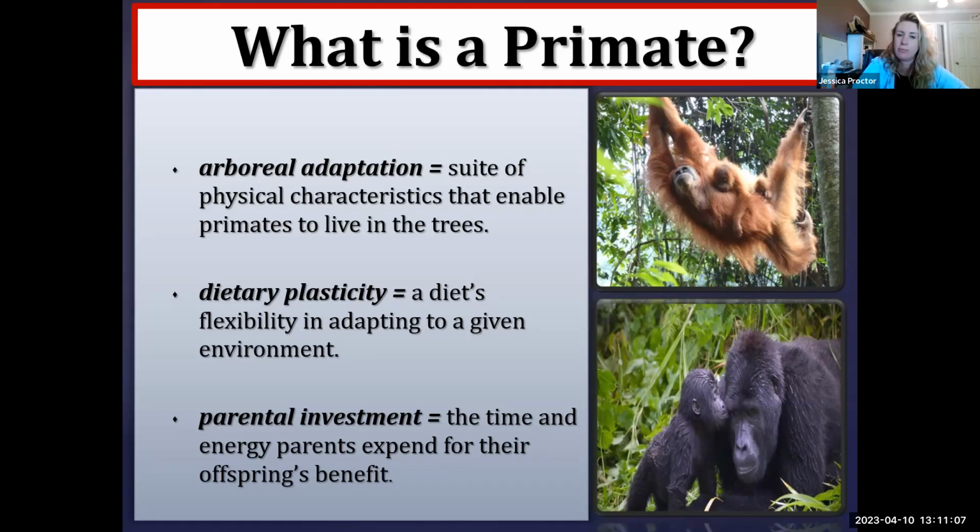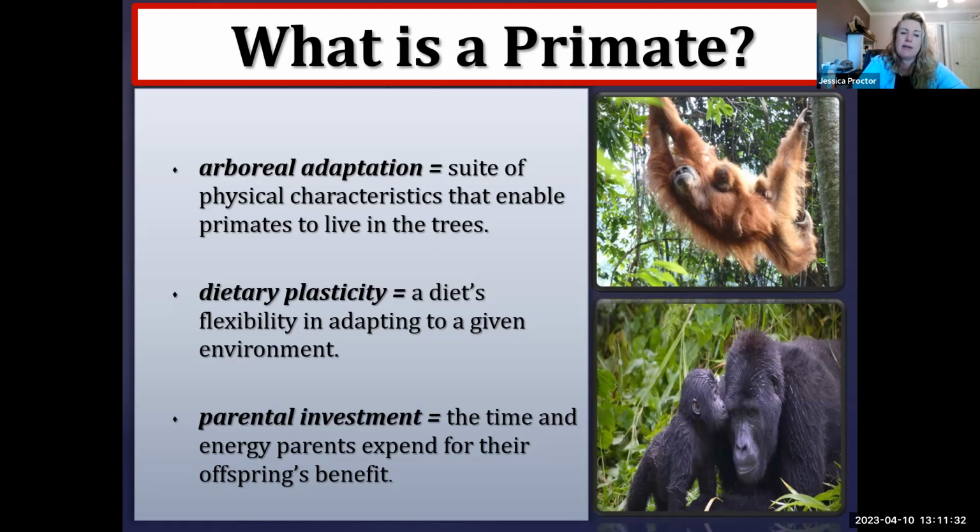Those that are arboreal, the brachiators, tend to have really powerful pectoral girdles, their shoulder muscles, and they tend to have longer arms and longer finger bones. Dietary plasticity is basically a fancy way of saying diversity in diet. And like I always say, in the game of evolution, diversity always wins. For primates, that's one thing that makes us so adaptable: we have a very diverse diet.